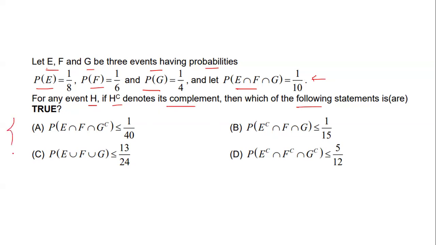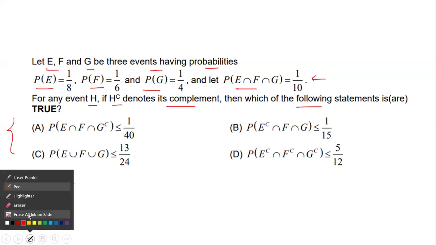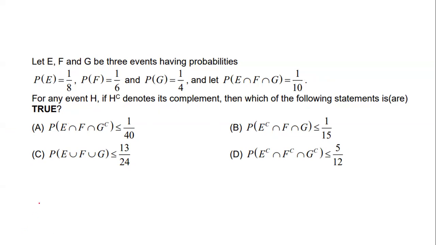So these are the four options and the problem is multiple choice, so more than one option can be correct. You have to tell all the options which are correct based on this information. So let's see how we can solve this. First, let's see the A option.